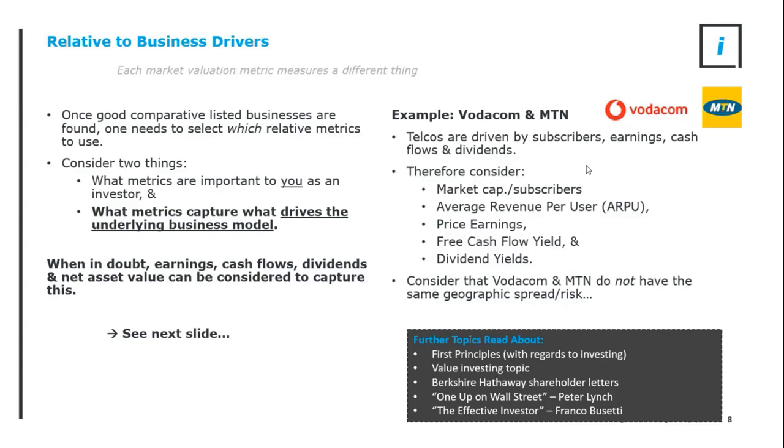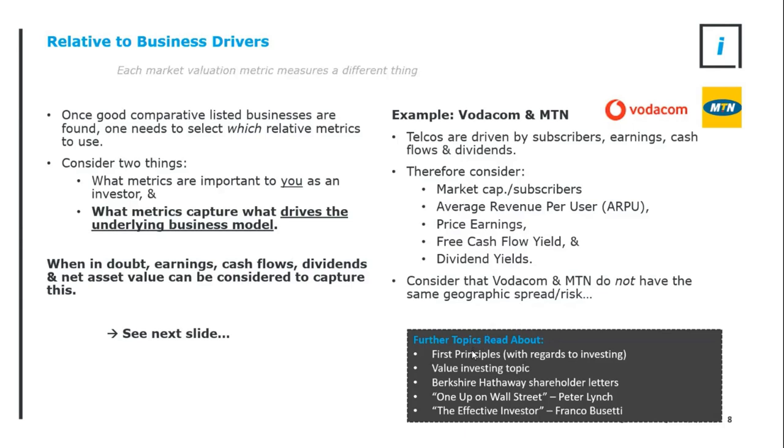So what are good relatives based on these drivers? Well, we can take their market caps and divide them by the subscribers. We can take the revenue and divide it by the subscribers, which is an industry metric called average revenue per user, ARPU. Or we can just take price earnings, free cash flow yield, dividend yields, all once again tracking earnings, cash flows, and dividends. These are good comparisons. We've got our bag of apples and we're pulling out those metrics and we're going, okay, now how do these average metrics compare to the apple in our hand?